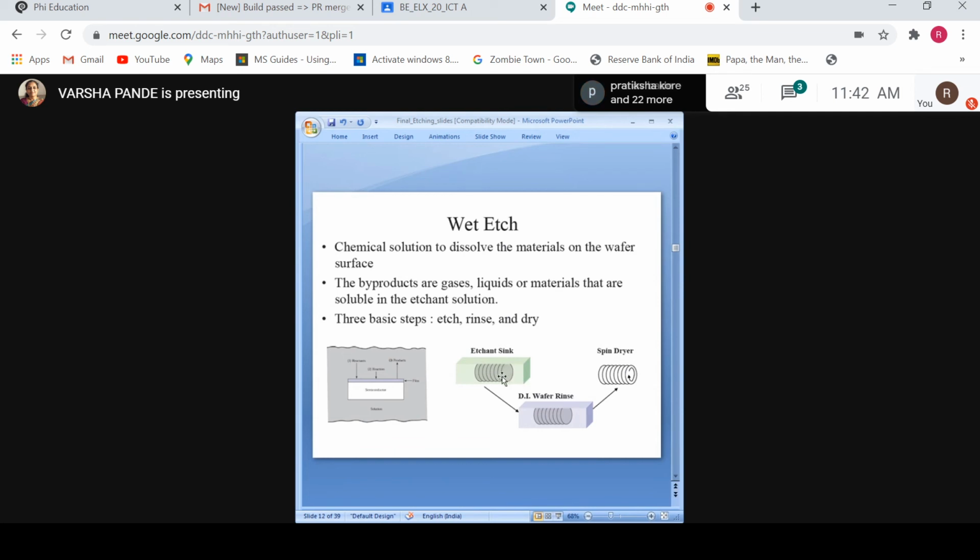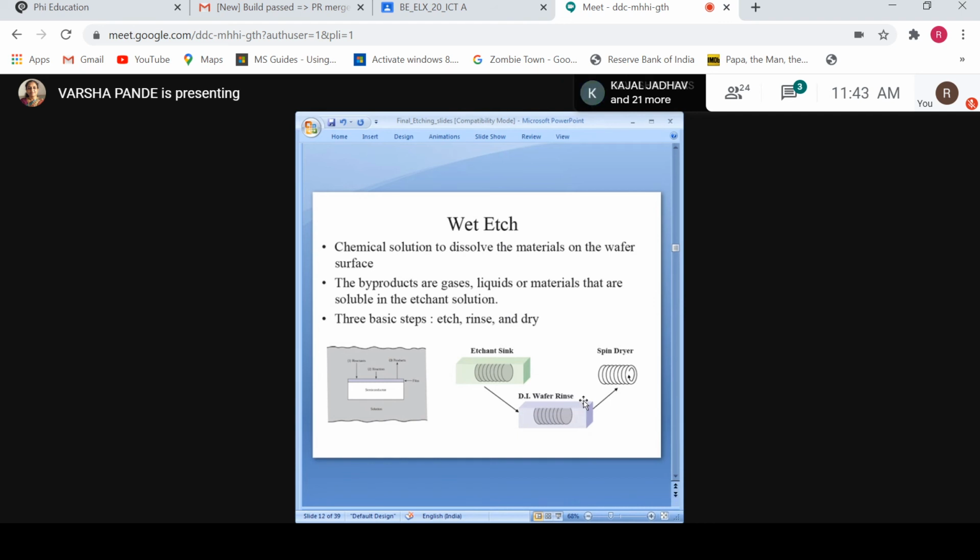After that time it should be removed from that sink, and then these wafers should be placed in the distilled water, where whatever byproducts are produced and contamination left over will be removed from the wafer, and the patterns are created. After this, using the spin dryer, the wafers are dried, because if any water particles are left over, they will get vaporized and removed away, and the wafers will be dried.